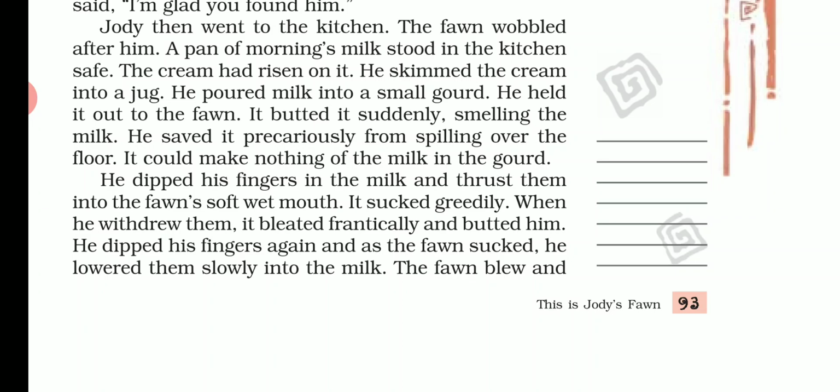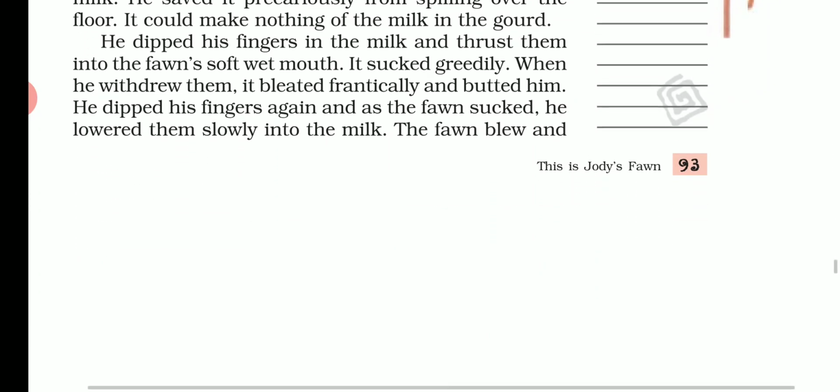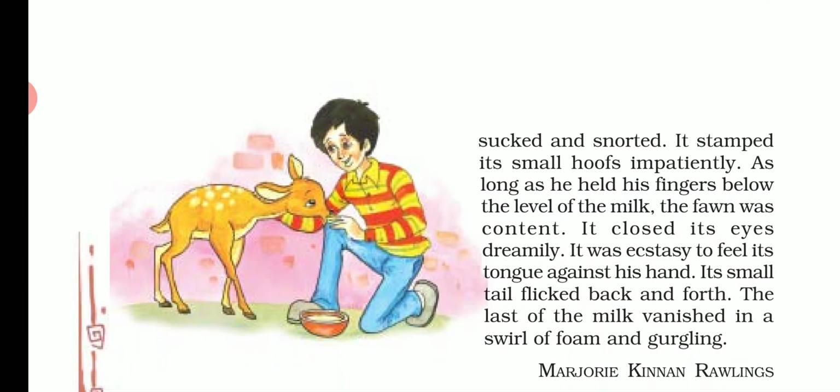When he dipped his finger again, and as the fawn sucked, he lowered it slowly into the milk. The fawn blew and sucked and snorted. It stamped its small hoofs impatiently. As long as he held his finger below the level of the milk, the fawn was content. It closed its eyes dreamily. It was ecstasy to feel its tongue against his hand. Its small tail flicked back and forth. The last of the milk vanished in the swirl of foam and gurgling.